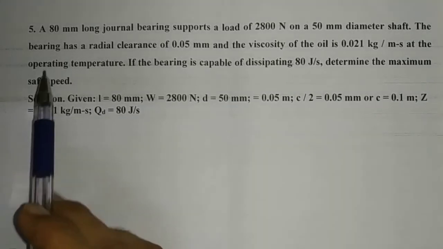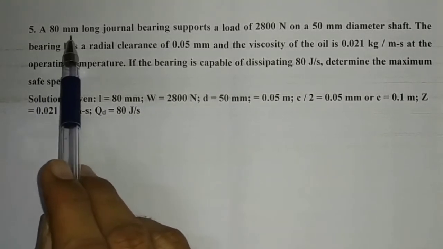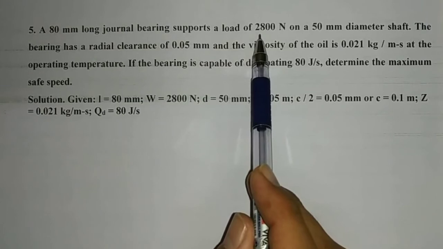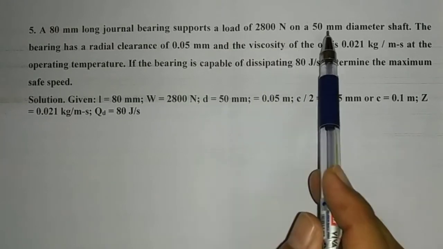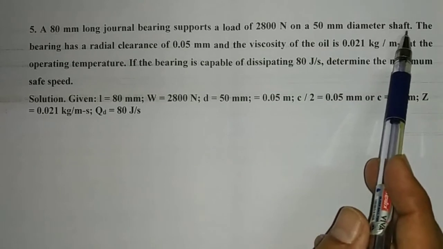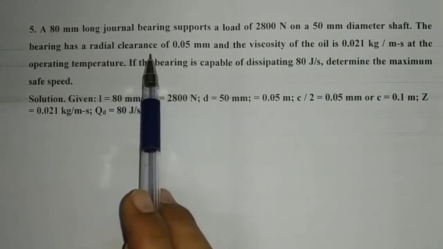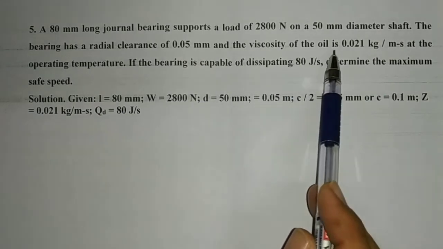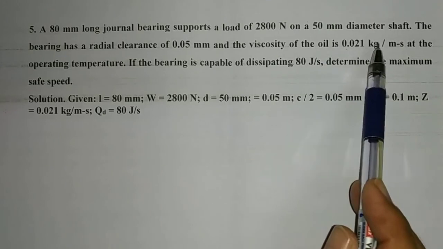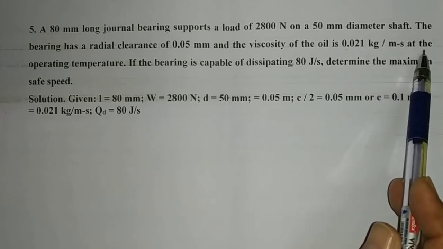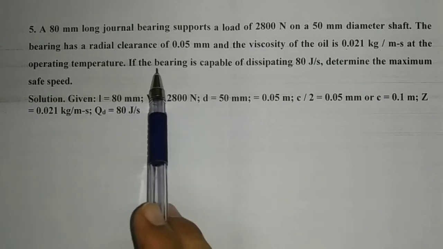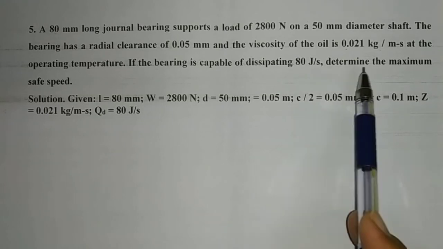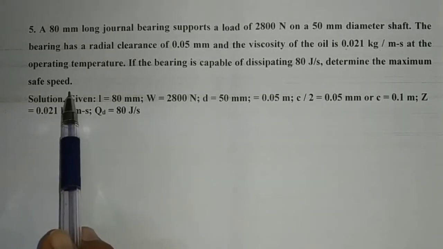Now next example, example number 5. An 80 mm long journal bearing supports a load of 2800 Newton on a 50 mm diameter shaft. The bearing has a radial clearance of 0.05 mm and the viscosity of the oil is 0.021 kg per meter second at the operating temperature. If the bearing is capable of dissipating 80 joule per second, determine the maximum safe speed.